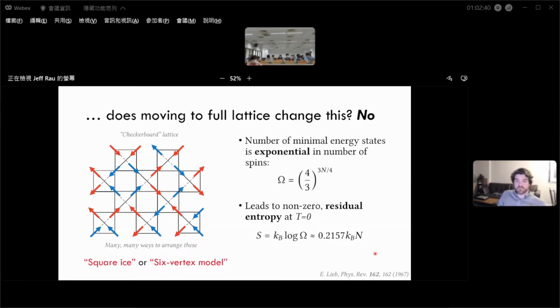Okay, if we did this for the 3-dimensional case, you would get exactly the same picture, which is that as you filled up these tetrahedra, you would still be able to make choices as you go. You wouldn't be able to calculate the number of states exactly, but the residual entropy in the 3-dimensional case is also roughly about 0.2 times the number of spins.